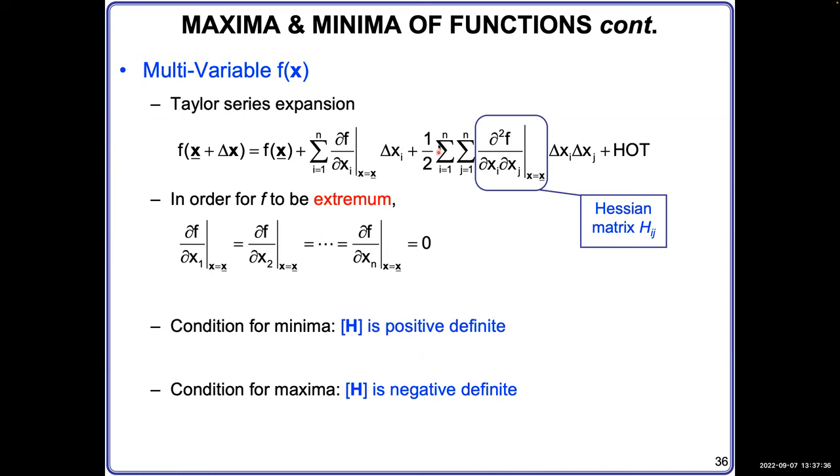The second derivative term equals two summations together. One is the second derivative of F with respect to component xi and component xj, multiplied with the net change of xi and the net change of xj. So this is a double summation. i and j are independent indices. When we write this term in scalar format, it is a summation of many, many terms.